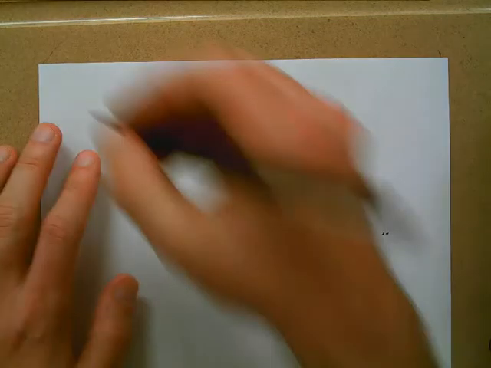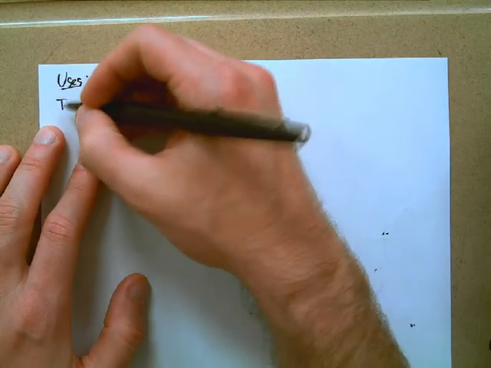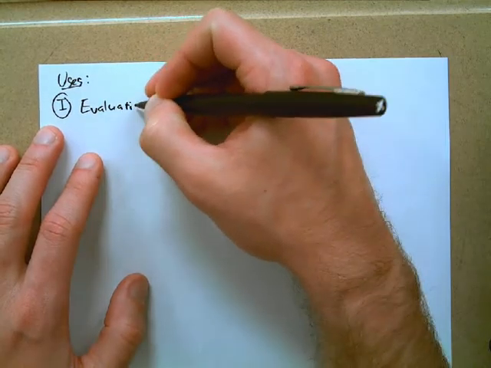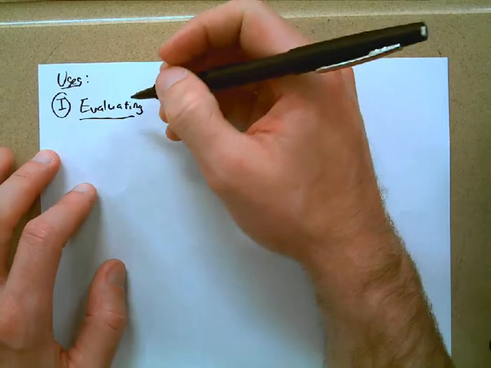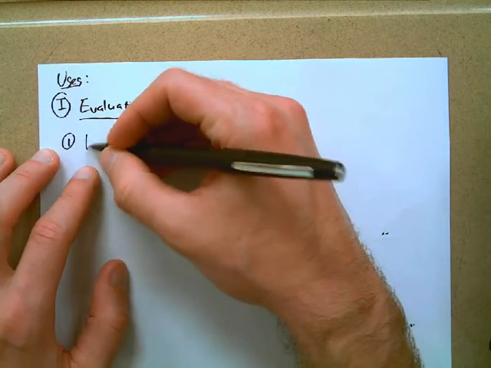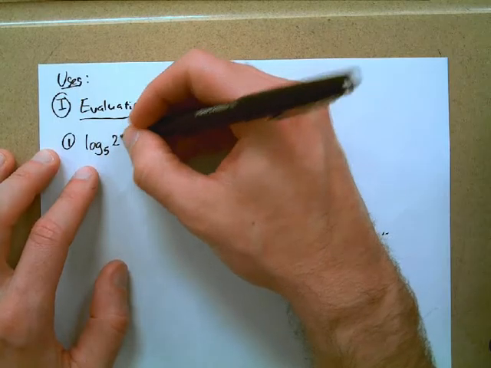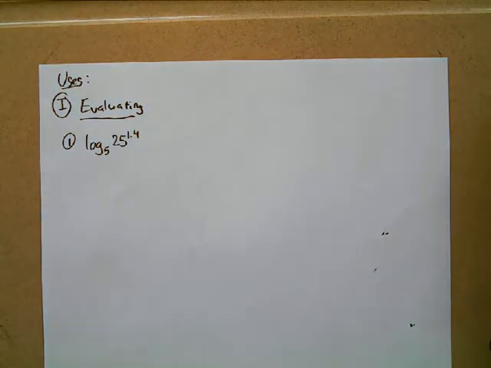So here are some uses. We've already kind of seen this first use, evaluating. We were evaluating somewhat already, but I'll do some more here. So for example, if I have log base 5 of 25 to the 1.4 power. Not necessarily the most intuitive thing for us to do. There are two different ways you could go about doing this.